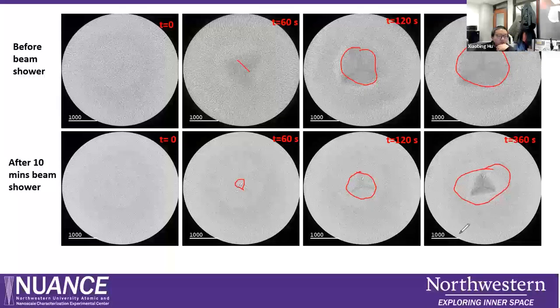I use this case to show you that beam shower, of course, can reduce your contamination. But if your sample itself is very contaminated, even if you do beam shower, it is not so helpful. Like this one, you see, even after 10 minutes of beam shower, maybe you can keep your electron beam for only 1 minute or longer, but it will be contaminated again.